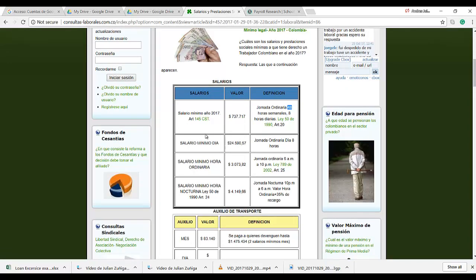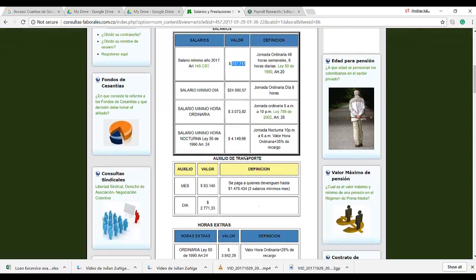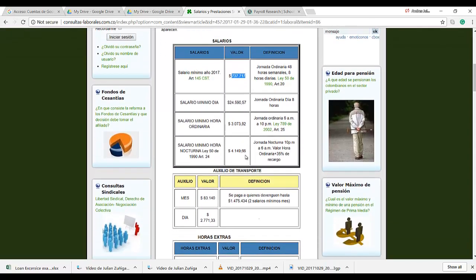Now, every day would be 24,590, working 8 hours a day, okay? So we just divide this by 30 and we get our result. You will also need to make, later on, the whole payroll spreadsheet with all this information. I'll show you in a minute, okay? So we divide this by 30 days and we get the minimum wage a day. This is going to be important later on.